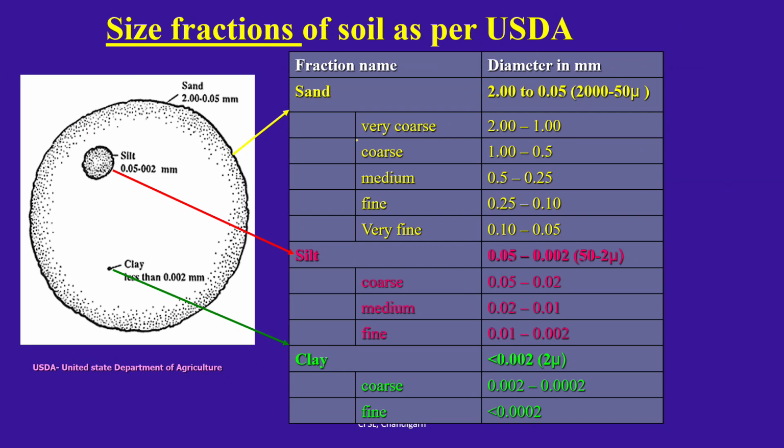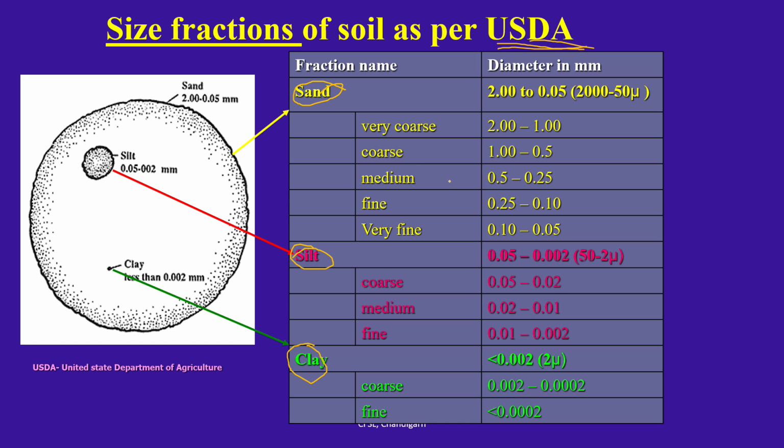On the basis of particle size, there are three main components or constituents in soil samples. They are called sand, silt, and clay. The particle size of sand, silt, and clay is mentioned in this table. This table is based on the USDA, United States Department of Agriculture.